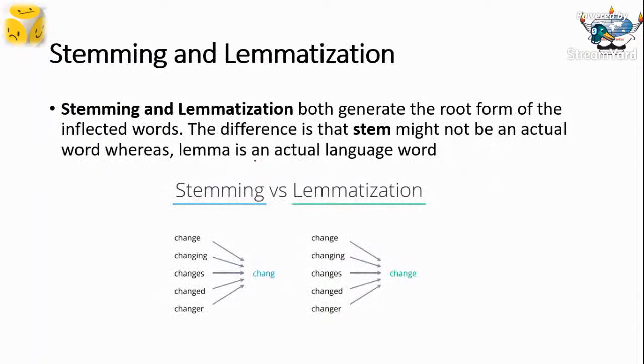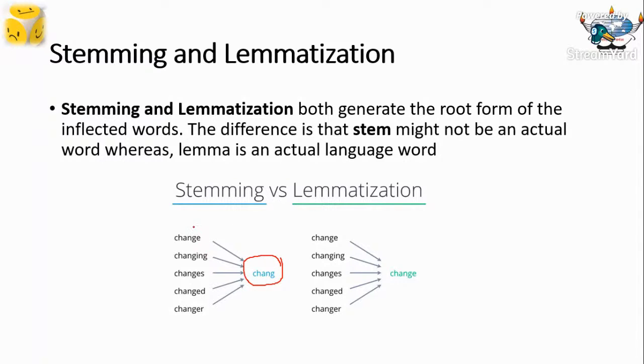Next is stemming. There are two processes available: stemming and lemmatization. Stemming requires less computing, but its accuracy is quite limited. Lemmatization is computationally complex, but it gives better results. So here you can see change, changing, changes, changer. The root of these words is change, not chang.